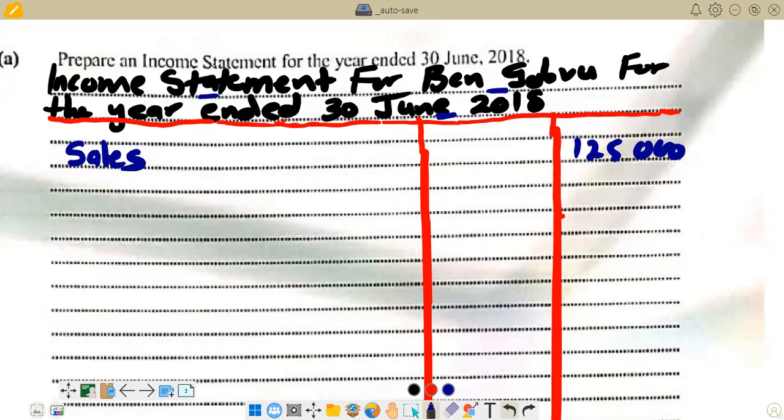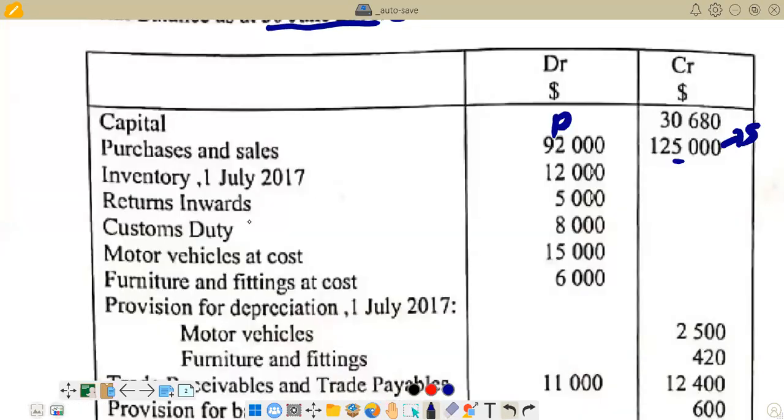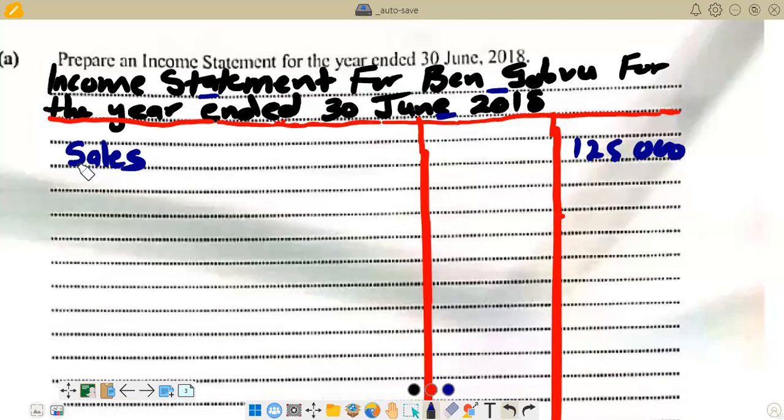So we know that after sales, we need to check in the question if we've got returns inwards. Returns inwards are sales returns, and they are going to reduce the amount of sales to get our net sales or our turnover. So we go back to the list of balances and check what we have in terms of returns. I see that we have returns here, and our returns is 5,000. So we are going to enter this as our returns inwards, and they reduce the amount of sales. So here we say less returns inwards, and the returns is 5,000.